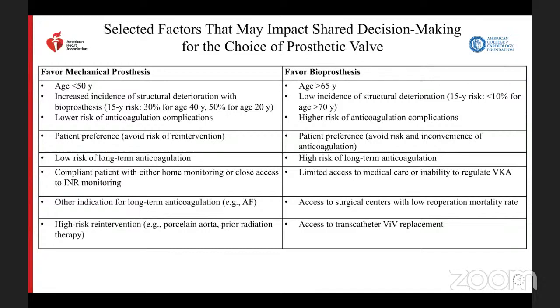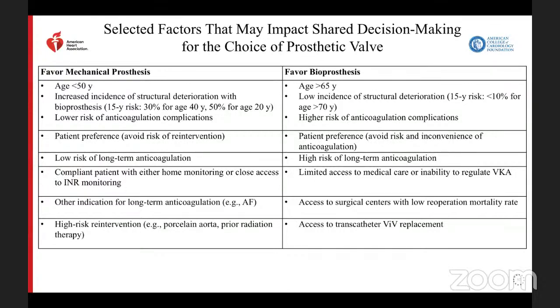Lower risk of anticoagulation complication. Patient's preference, low risk of long-term anticoagulation, compliant patient with either home monitoring or close access to INR monitoring, other indication for long-term anticoagulation like AF, and high-risk re-intervention like porcelain aorta or prior radiation therapy.